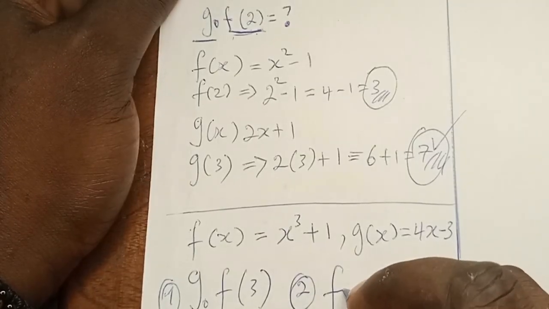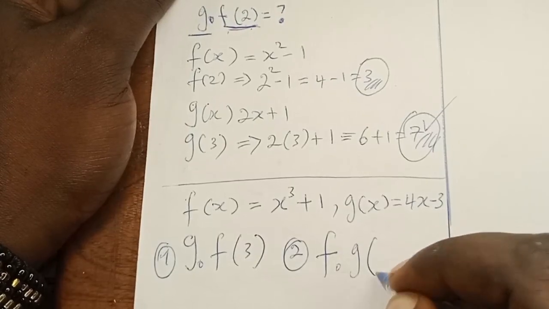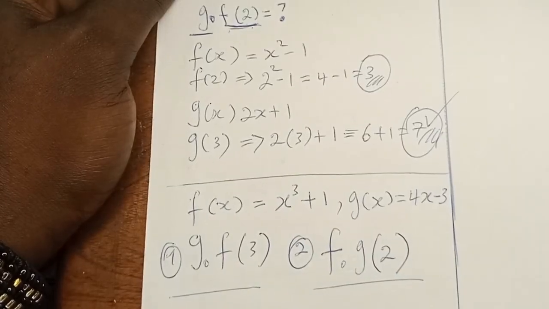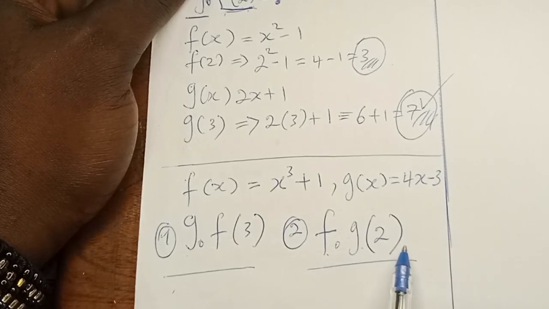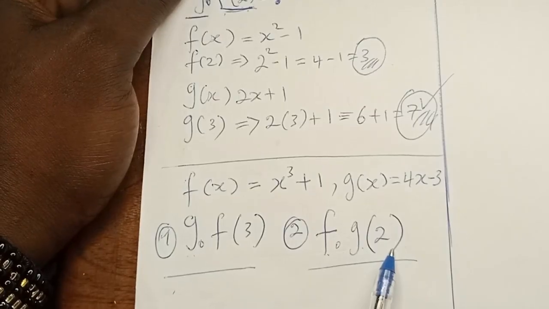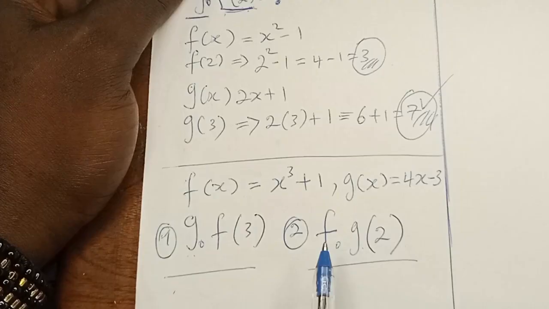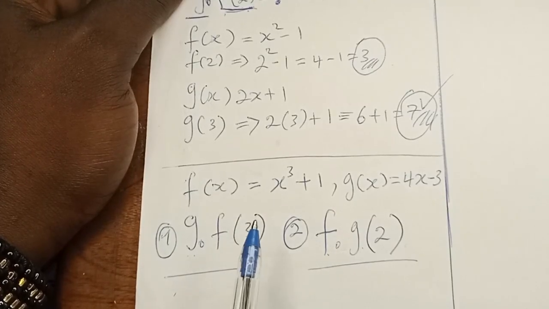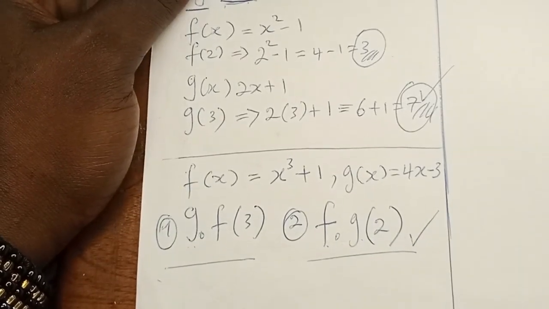Then the second one: look for f of g of 2. Try these two which I've given you: g of f of 3, f of g of 2. You already know what to do. Look for g of 2. When you get the answer, input it in f. Then for this one, look for f of 3, get the answer and input it into g. When you get the answer, please comment it below.